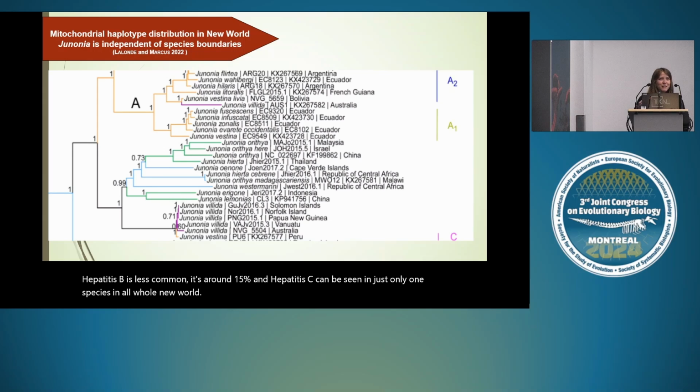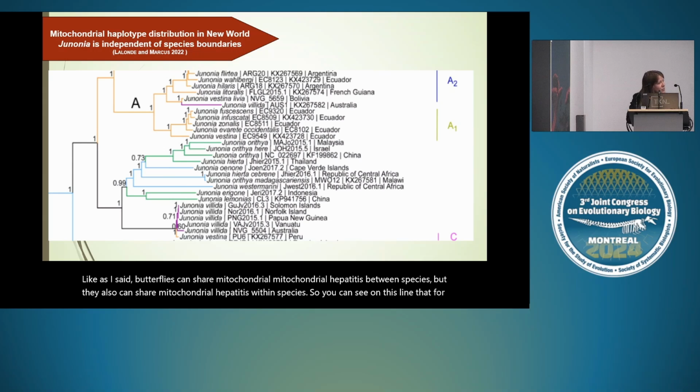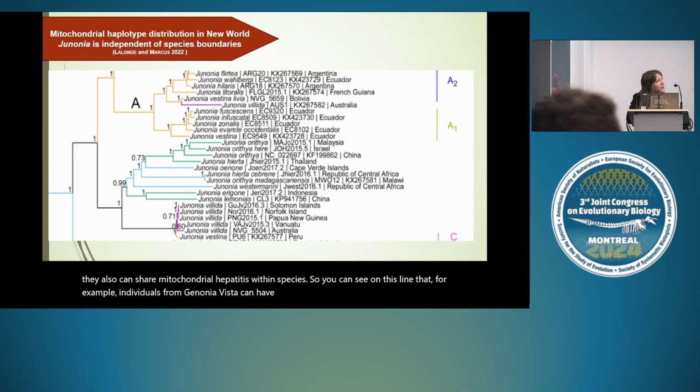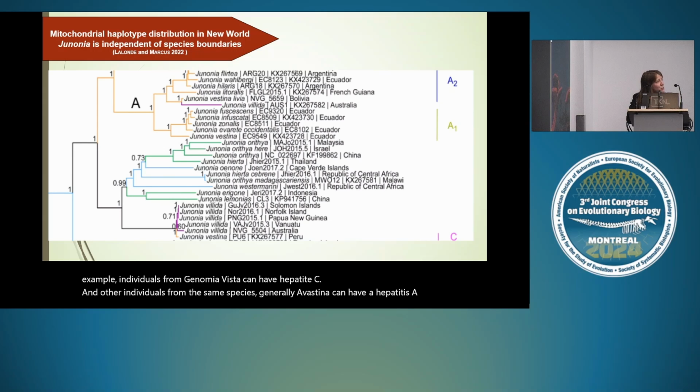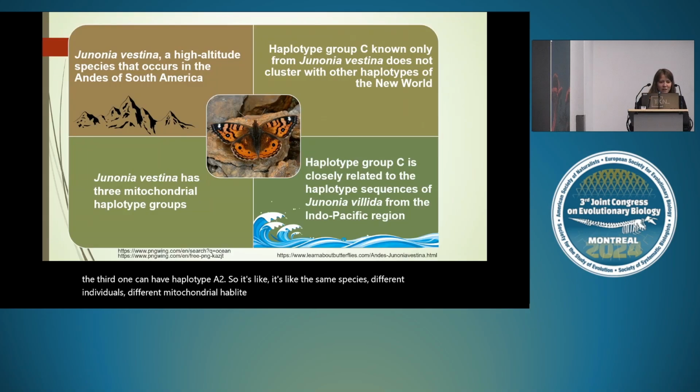As I said, butterflies can share mitochondrial haplotypes between species, but they also can share mitochondrial haplotypes within species. You can see on this slide that, for example, individuals from Junonia vestina can have haplotype C, other individuals from the same species can have haplotype A1, and the third can have haplotype A2. So it's the same species, different individuals, different mitochondrial haplotype groups.